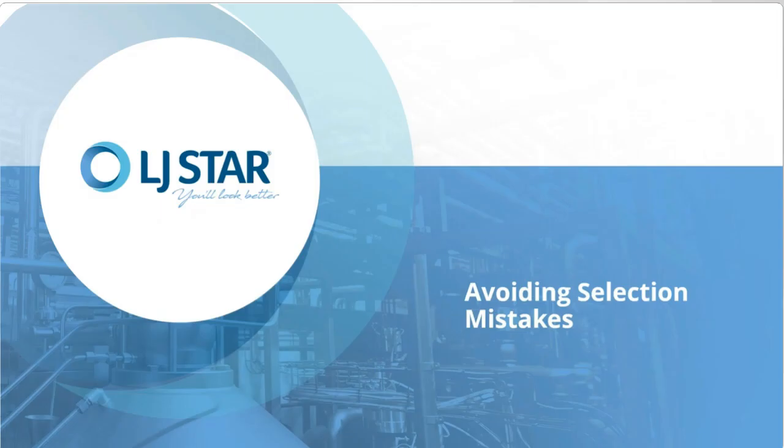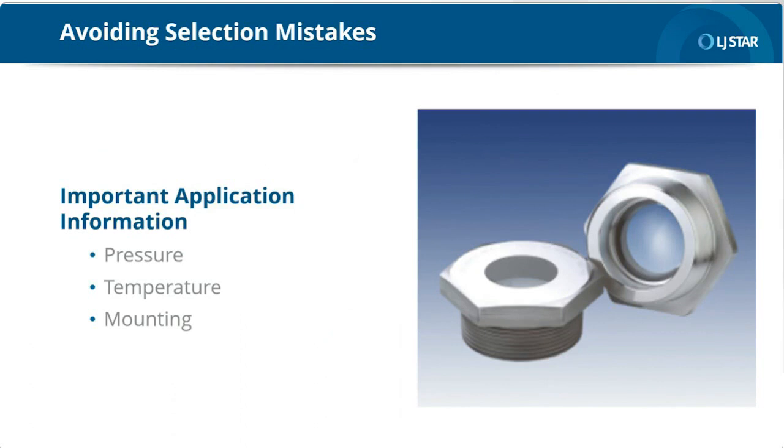The biggest mistake that people can make with sight glasses is specifying the wrong type of sight glass for their application. Your sight glass supplier will need to know important points of information about the application. Mainly, their pressure, temperature, and mounting or connection type. Based on those specific application details, we can determine the appropriate sight glass for your application.